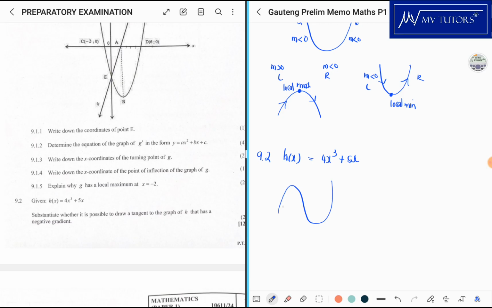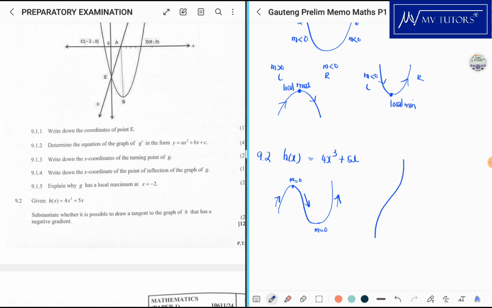If it looks something like this, we have a positive gradient, negative gradient, positive gradient, right? But it would look like this if we had maybe 5x squared and 2x and 2. But we don't have that. We only have 4x cubed plus 5x. Remember all of these are gradients. Here your gradient is 0, hence we call it a stationary point. So looking at this graph, I know from experience that it actually looks like this.